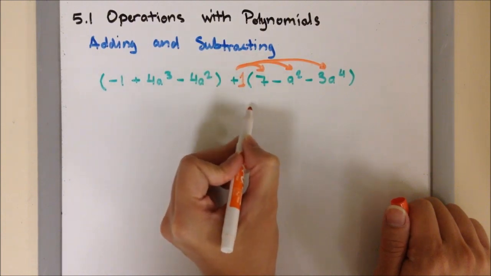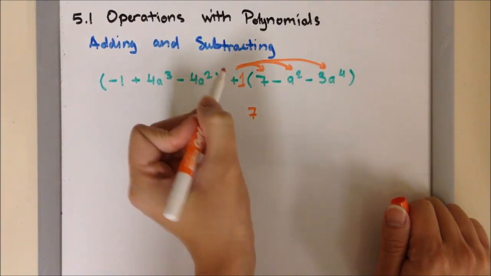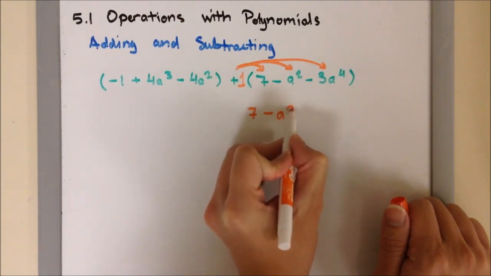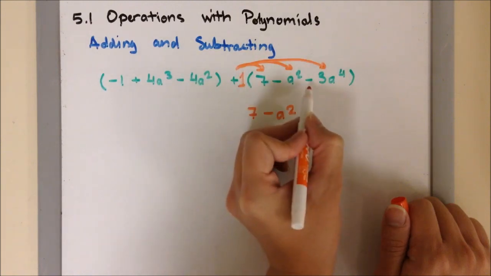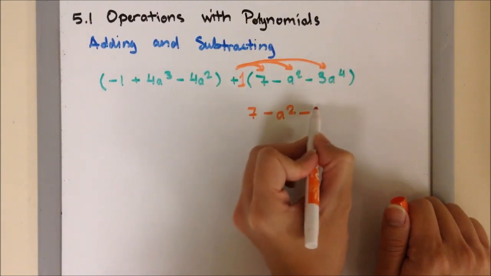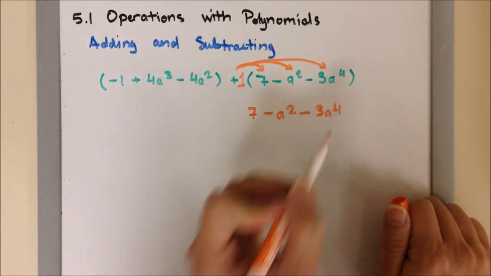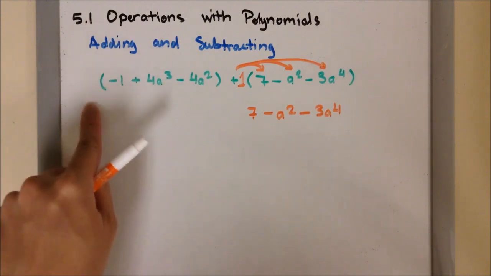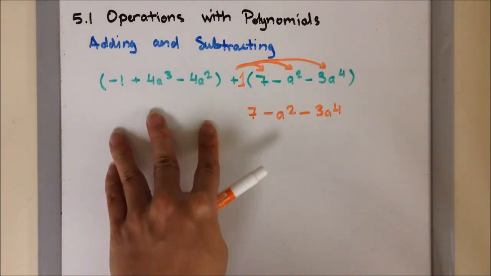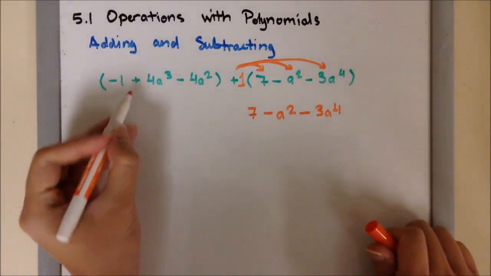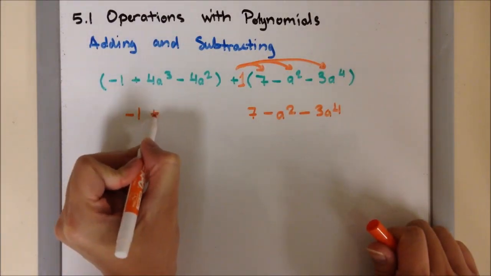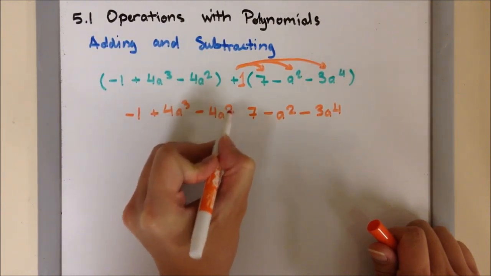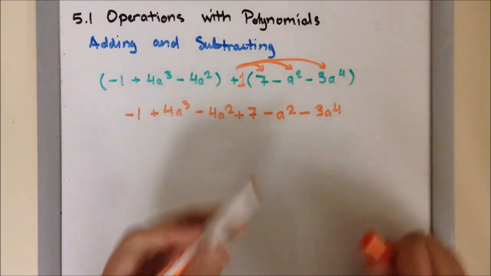Positive 1 times positive 7 is just positive 7. Positive 1 times negative a squared will be negative a squared. Positive 1 times negative 3a to the 4th, negative 3a to the 4th. And then I have nothing in front of this parenthesis, so I'm just going to bring the inside down and let go of the parentheses. So negative 1 plus 4a to the 3rd minus 4a squared. This is a positive 7, so it's going to be a plus.